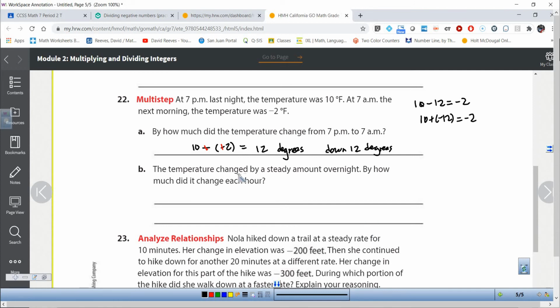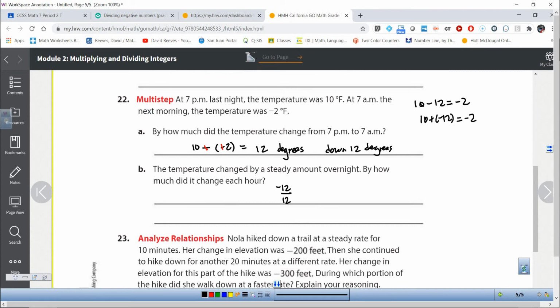right? 10 minus 12 is -2, or we could say 10 plus -12 is -2. All right. The temperature changed a steady amount overnight. By how much did it change each hour? Whoa, okay. So we know that it went down 12, right? How many hours are there from 7 p.m. to 7 a.m.? Well, 7 p.m. to 7 a.m., that is 12 hours, right? That's half of a full day.